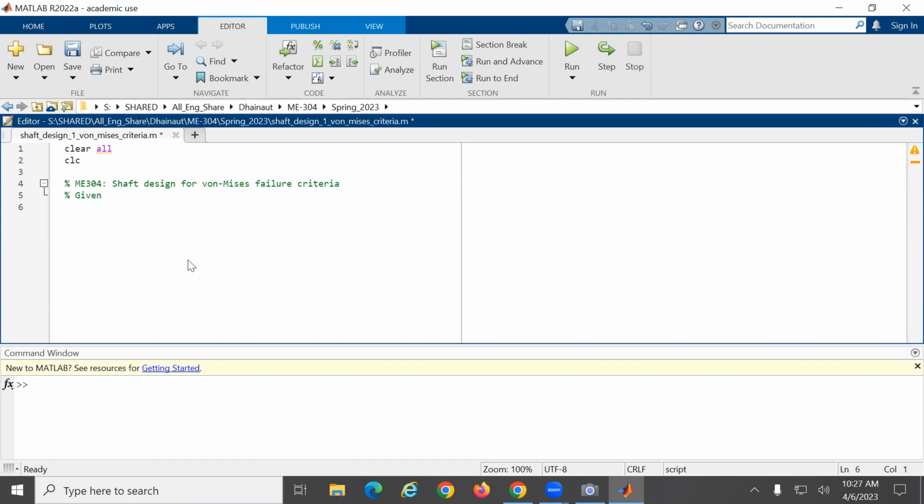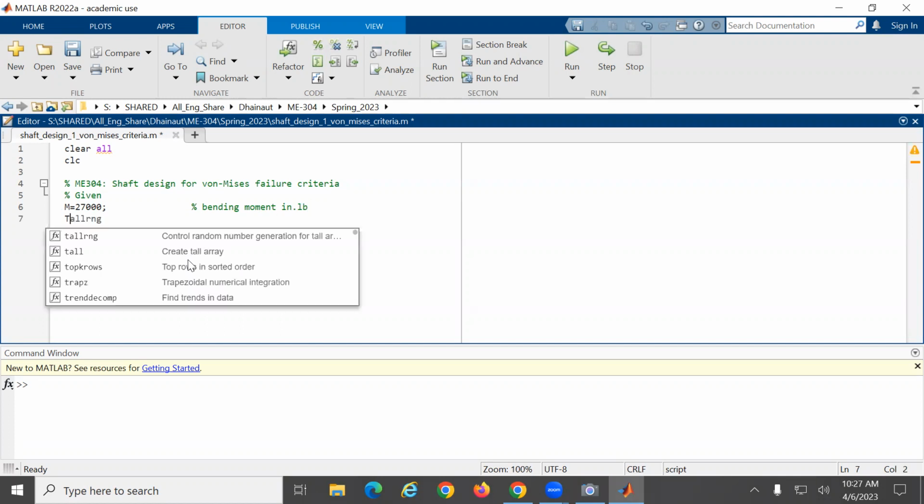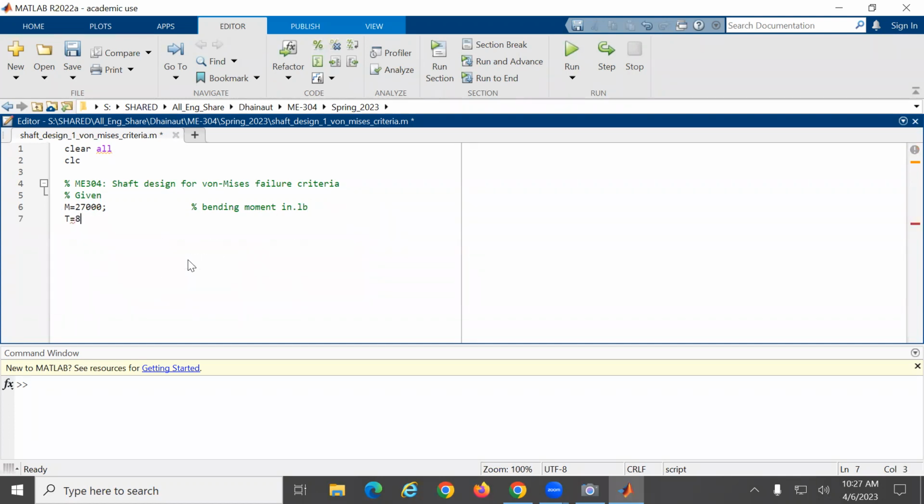The bending moment was how much? 27,000. So if you want to be detailed, you can put over here bending moment in inch LB. Then what do we have? Torque equal to 80,000. Correct me if I'm wrong, okay? Just doing that by memory. We can put here torque, inch LB. I'll give you this file, okay?